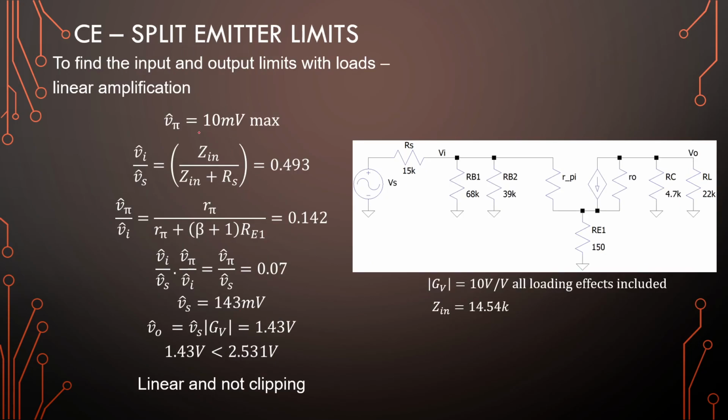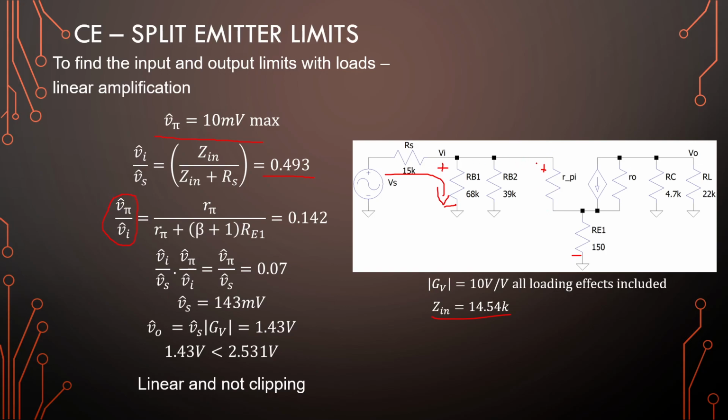Moving on to the next slide. If we want V pi at 10 millivolts, so this is when we want the linear amplification, we can do a couple of things. We know that Vin over Vs is this input voltage division, which takes our input impedance of 14.54 kilo ohms into account, and that will give us a ratio of 0.493. We can do the same with V pi and Vin. Okay, Vin is sitting over here, and it's the same voltage sitting across those two. And we want V pi out.